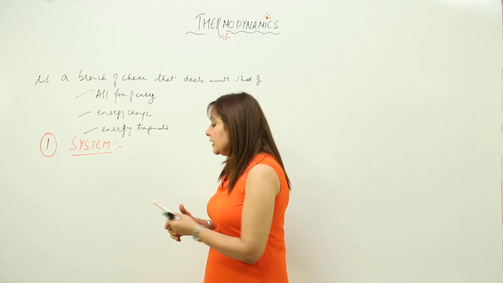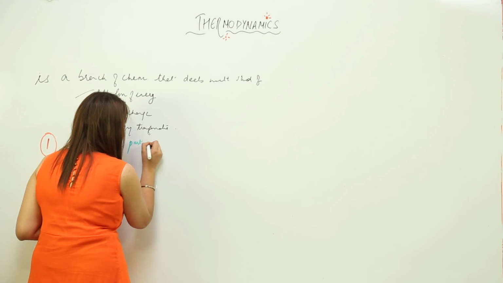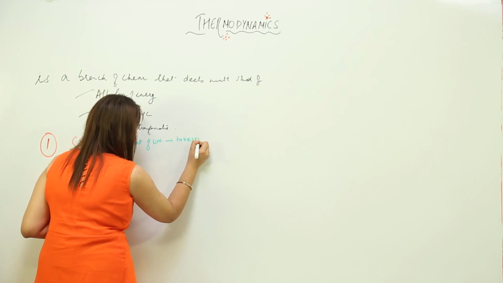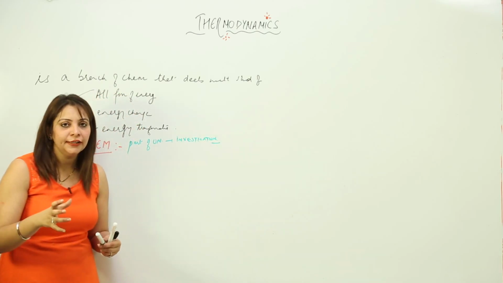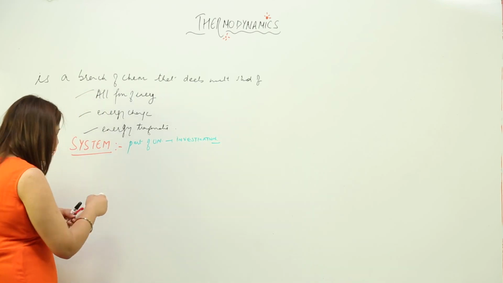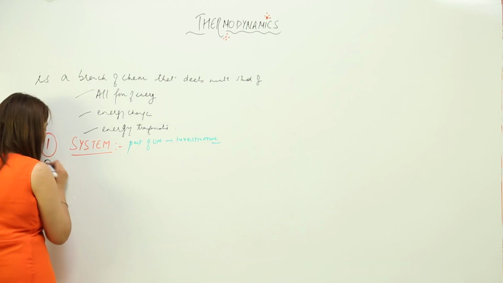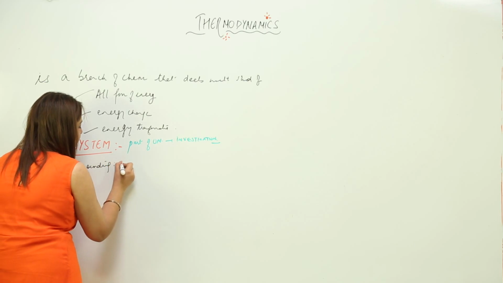So you can say system is a part of the universe which is under investigation, which means we are going to observe it, right? So that means which is under investigation. Apart from the system, everything which is around, that is the surrounding. Apart from the system, everything that is present is the surrounding.